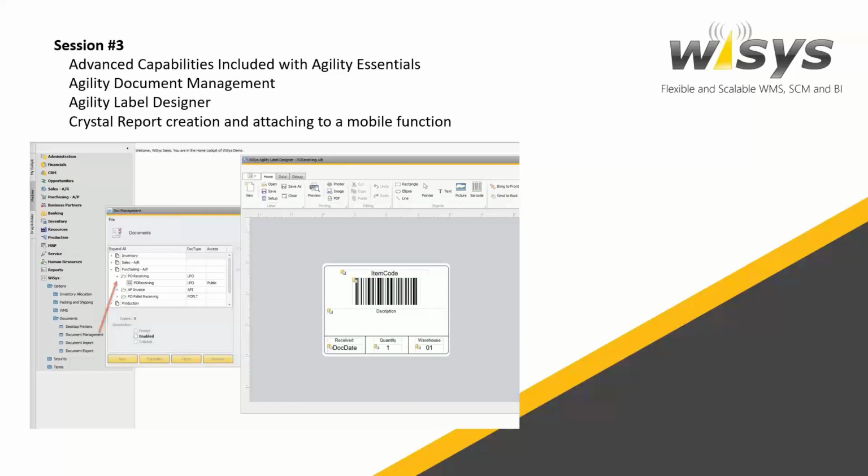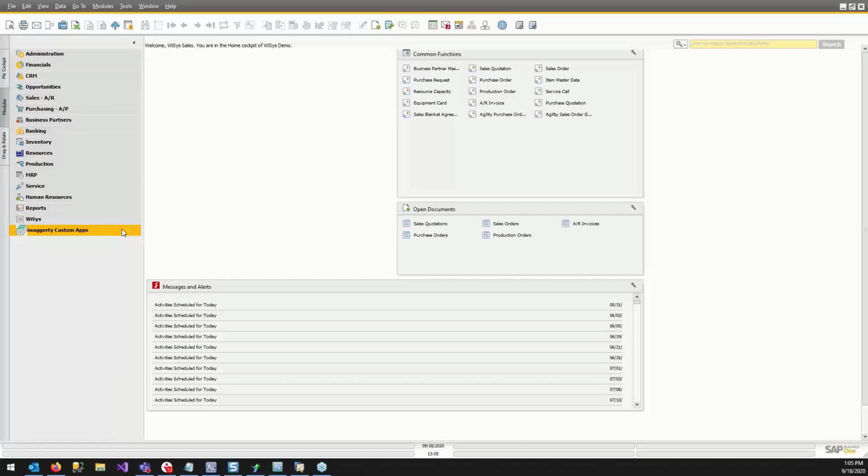We're going to talk about document management, our label designer, which is included with Essentials, and then taking a Crystal Report and attaching it to, in this case, maybe a mobile function. So with this, I'm going to transfer over to Jim. So as Scott mentioned, we wanted to go over some of the functionality that comes with the product, and specifically documents and attaching them in document management, and using our label maker and attaching a Crystal Report.